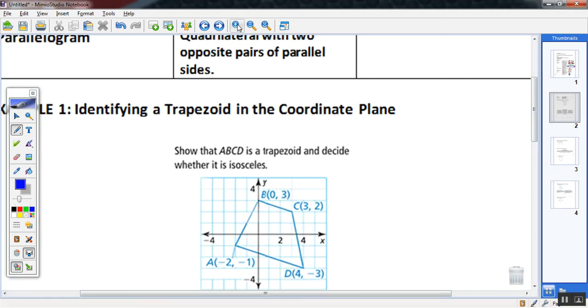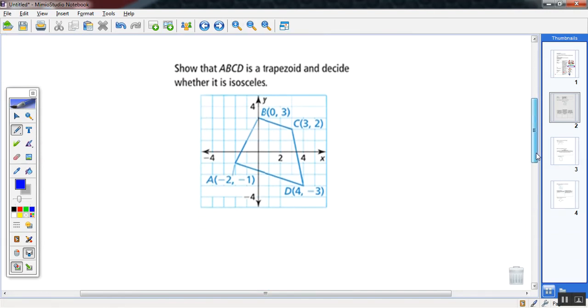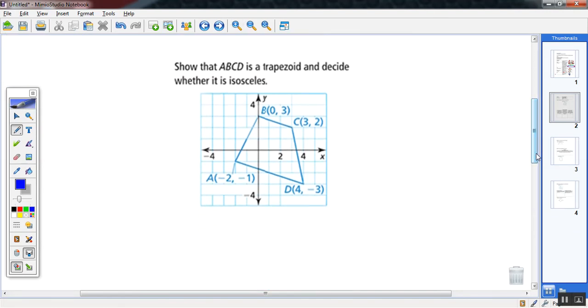Example 1. Take a look at here, kids. Identifying a trapezoid in the what? Coordinate plane. Okay. And decide whether or not it's isosceles. Okay, first of all, trapezoid. Definition again, please. What's the definition of my trapezoid? A trapezoid is a quadrilateral with exactly one pair of parallel sides. Okay. So I need to show whether it's a trapezoid first and decide whether it's isosceles.